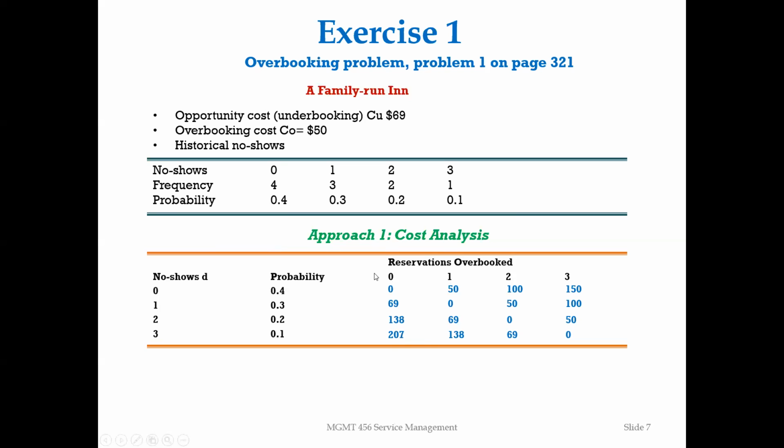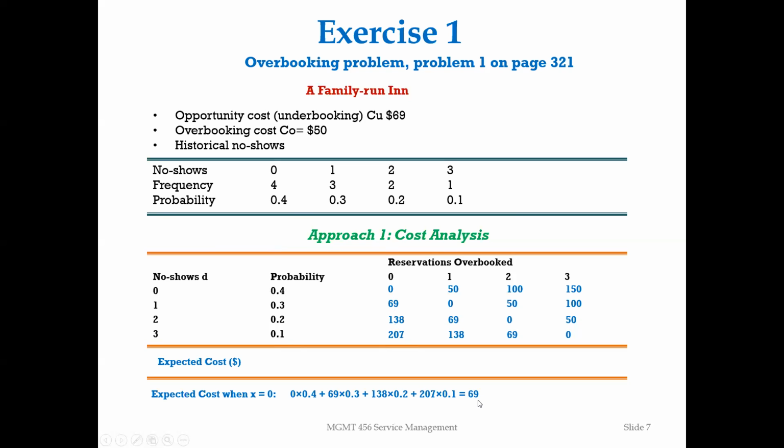So first of all, let's look at overbooking limit 0. If we overbook by 0, what is the average cost? Or in other words, what is the expected cost? The expected cost is the cost 0 times corresponding probability, which is 0.4, plus 69 times the corresponding probability, which is 0.3, plus 138 times the corresponding probability, which is 0.2, plus 207 times the corresponding probability, which is 0.1. So we can do the math. We get $69. So the average cost or expected cost if we overbook by 0 is $69.